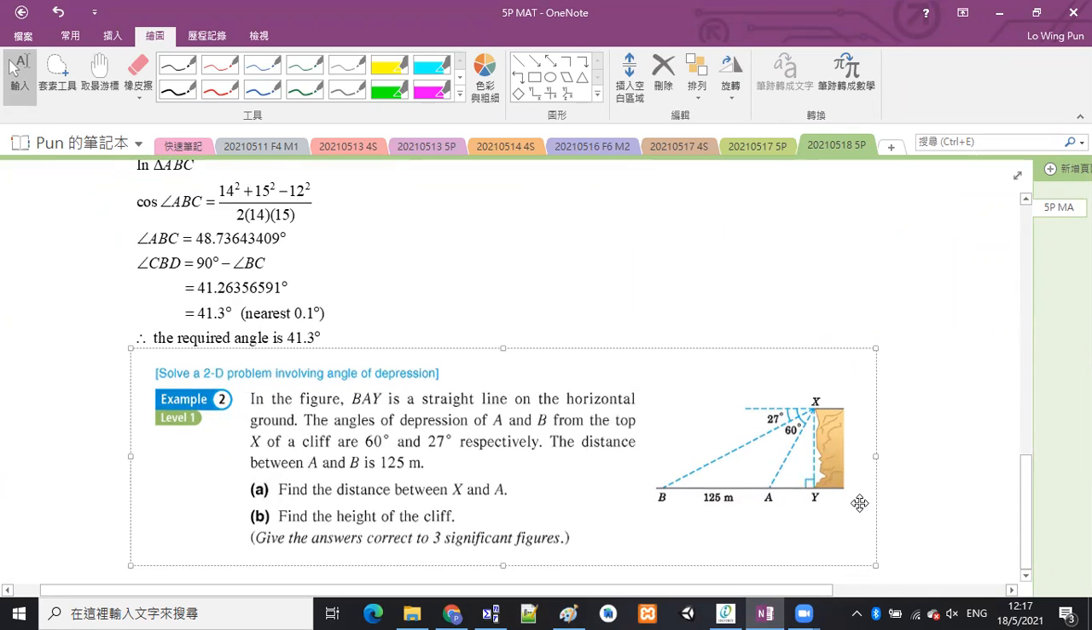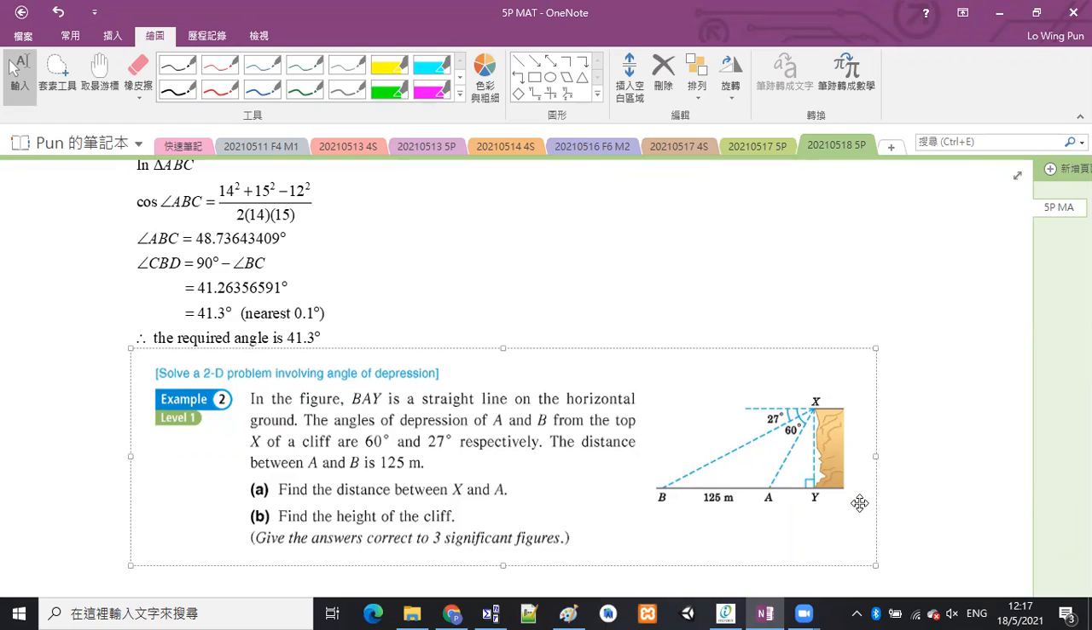Example 2 on the next page. Okay, think of EAY as a straight line on the horizontal ground. The angles of depression of A and B from the top X. Okay, we are standing at X and looking at A and B. So X is on the higher point, and then looking at the lower point. So we need to turn the head downwards. So they are the angles of depression.